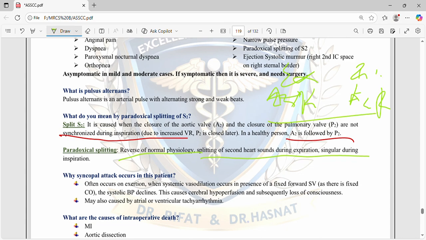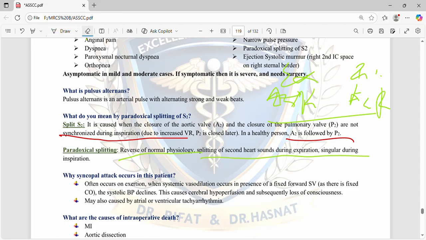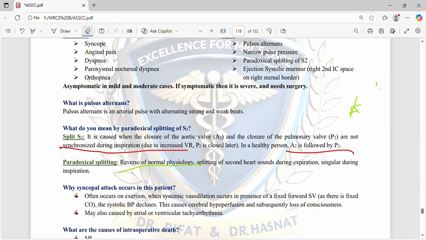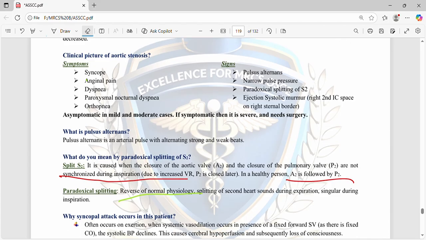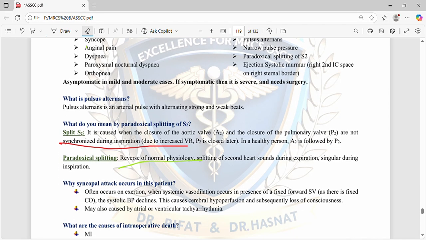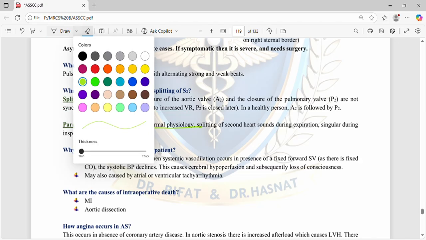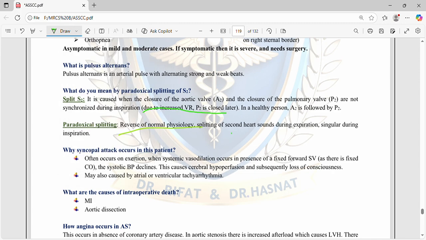So when they are the same in expiration and inspiration, this is called fixed splitting. Now there is a reason for this. I will explain this at the end of this tab, or okay, let's discuss it. What happens is that in inspiration we have increased venous return, so P2 is closed later.